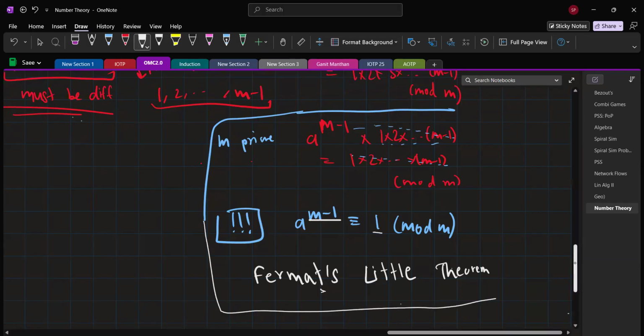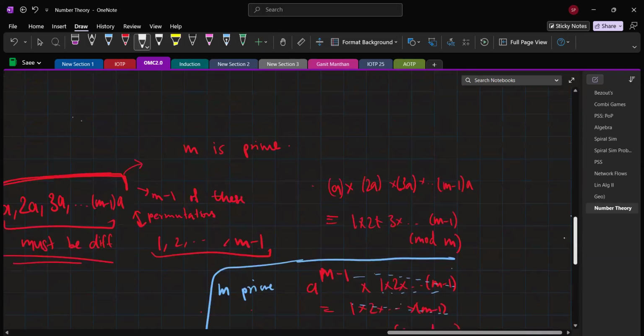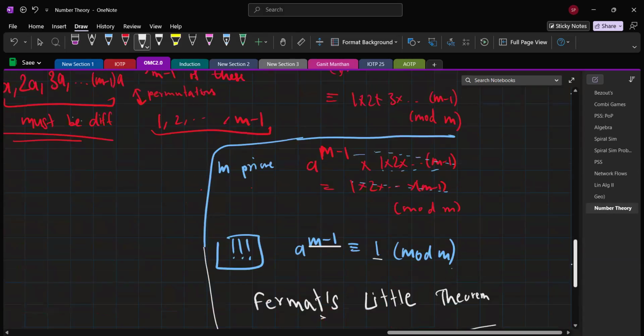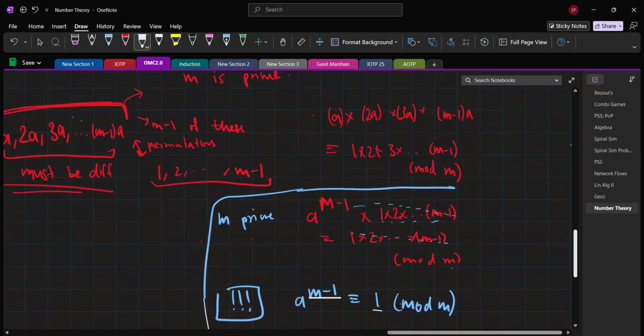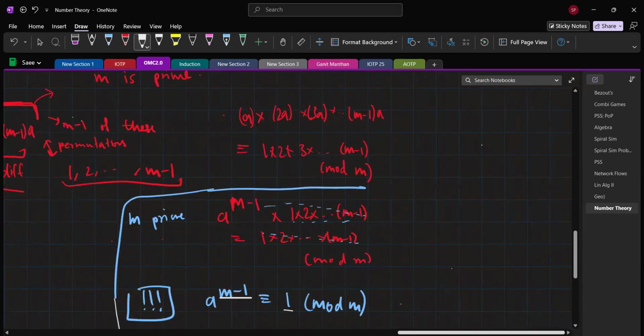Let me also mention this. Another question I want to leave, I don't know if we'll discuss it, is how to slightly edit this so that it works for non-primes. Multiply by a.